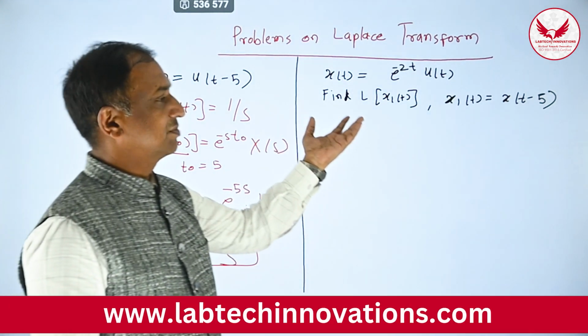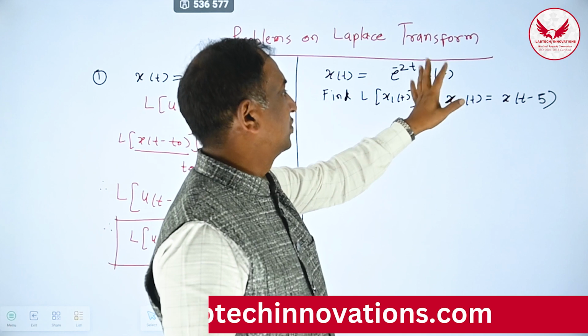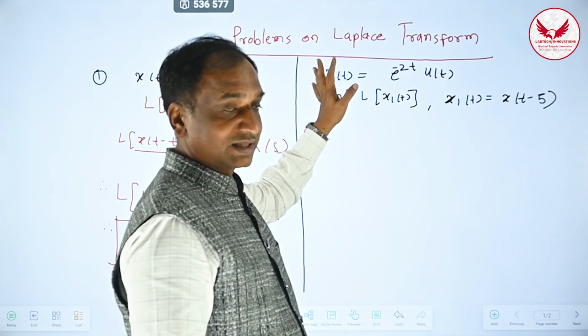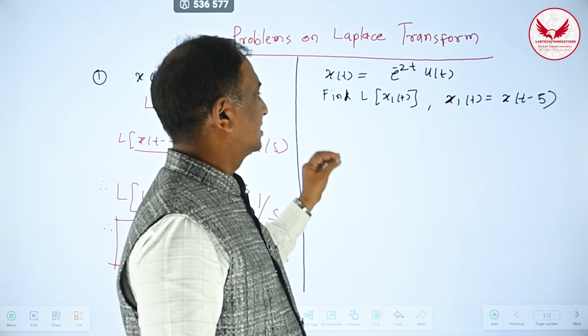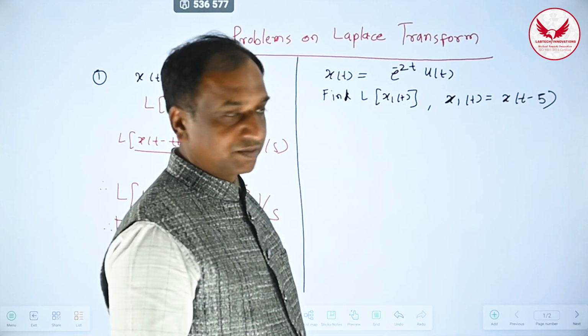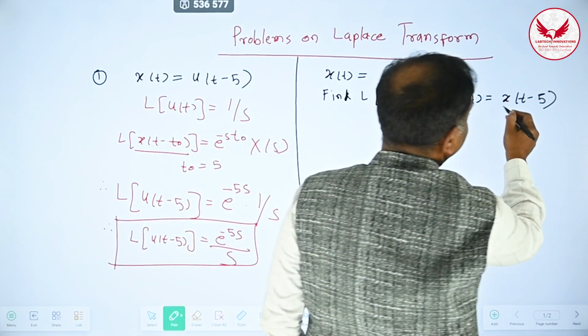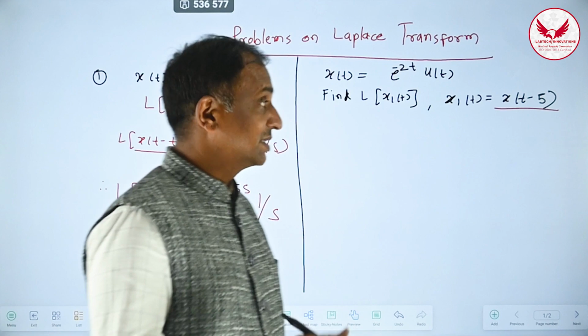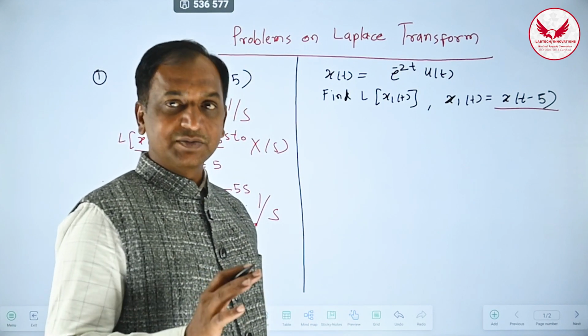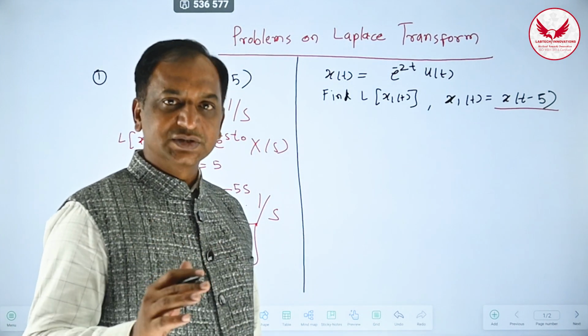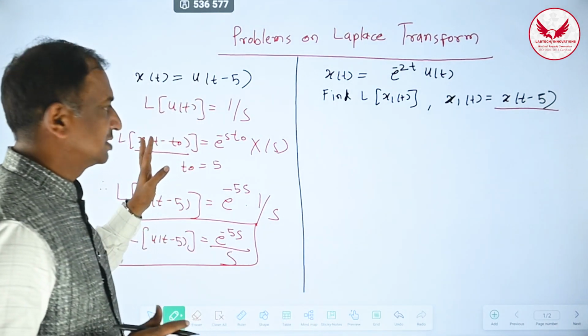Now let us look at another problem. e raised to minus 2t u of t is the original signal x of t. If they ask us to find the Laplace transform of x1 of t, where x1 of t is x of t minus 5, actually this x of t minus 5 is the time shifted signal. We are going to use the same property, that is the time shifting property.